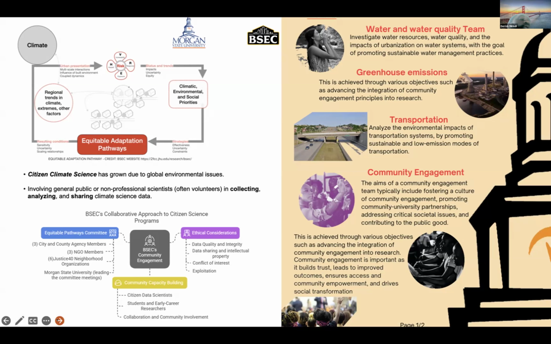On the other hand, we also have community capacity building, whereby the mission is to connect students and early researchers with community members. However, one of the purposes of our community engagement is also to establish some ethical considerations, including data quality and integrity, data sharing and intellectual property, conflicts of interest and exploitation.